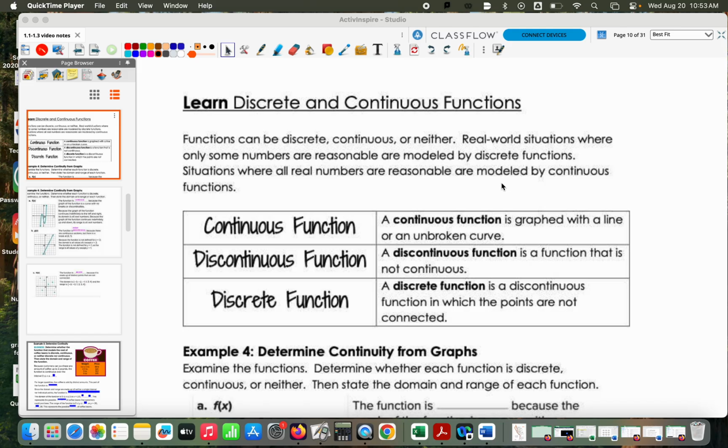Versus continuous functions where all numbers are reasonable. And basically on a continuous function, the graph will be a line or an unbroken curve. It's all connected. Okay. A discrete function is discontinuous. It's a function in which the points are not connected. Discontinuous is basically a function that is not continuous. There's some sort of break or jump in the graph that we'll see here in a second. Let's see how these might look.